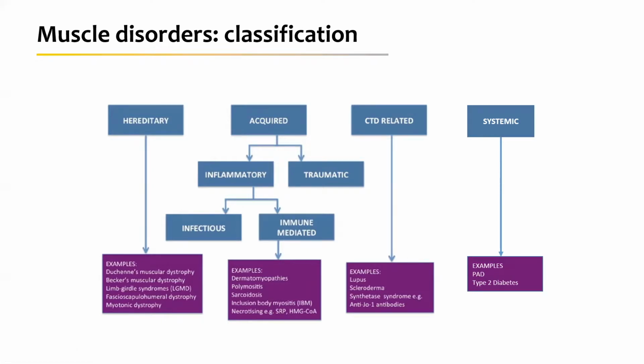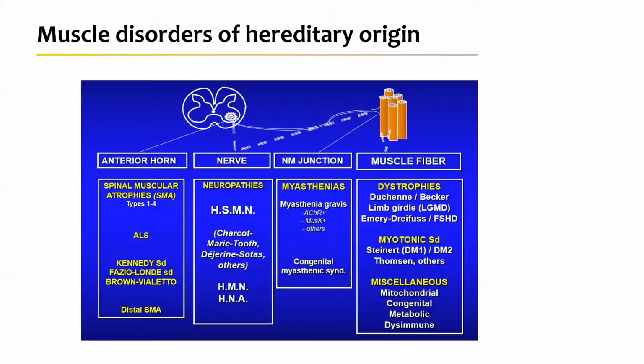If you have a look at the gene table that is maintained by Professor Kaplan, you will see that we are now very close to 1,000 hereditary muscle diseases with more than 500 genes identified. So there's quite a lot of things.